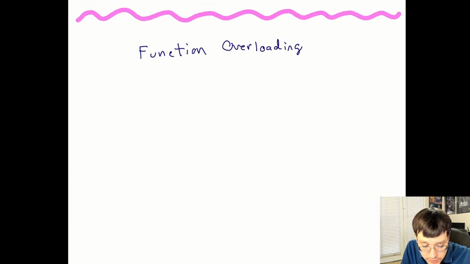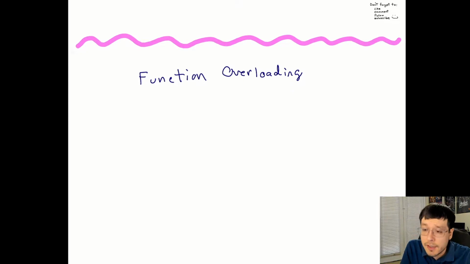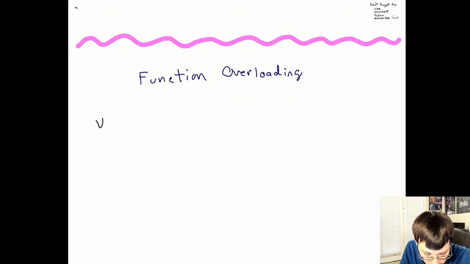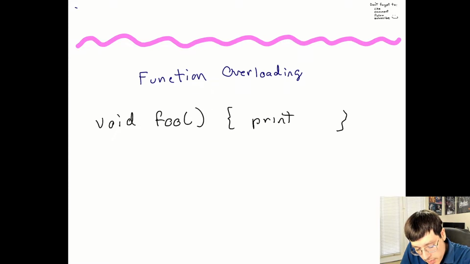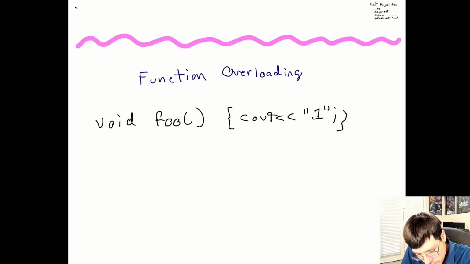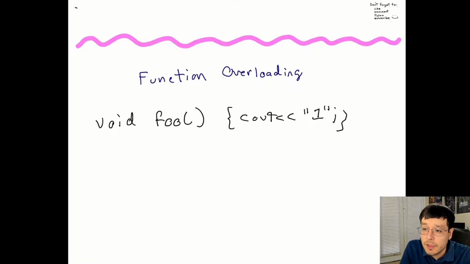Function overloading is the idea that, let's just say we have a function called foo. This function foo is just going to do something. It doesn't really matter what it does, but let's say that it prints the number 1 with cout. It just prints a 1, and that's all the function does.